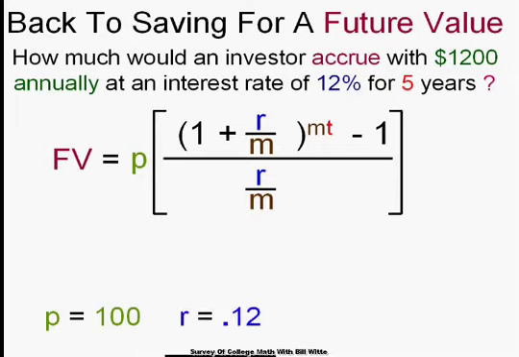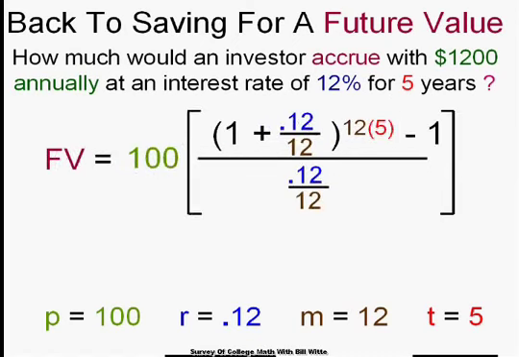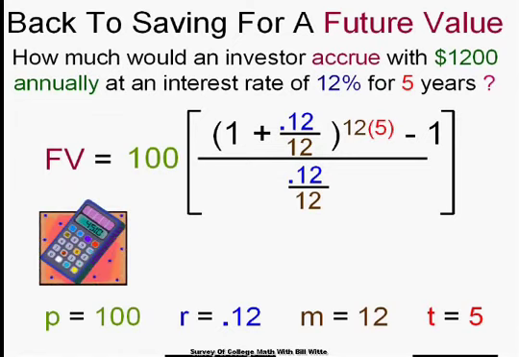Rate's going to be 12%. M's going to be, since it's monthly in this case, and that's a common one, M is going to be 12. And T's going to be 5 because we already stated that it's going to go for 5 years. Look what it comes out to. Okay, and that's something you could put in a calculator.